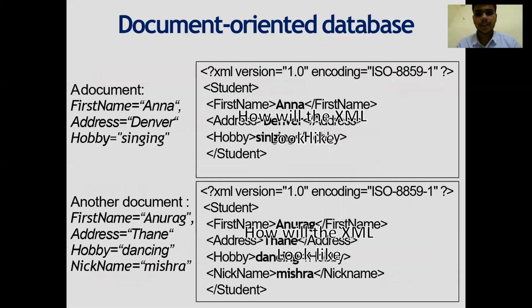The next one is the document-oriented database. Here we can see the coding given to store a document, such as a person's name. In the first example, the document has first name Anna, address Denver, hobby singing. Like this we can store the data of any person in text form. This is a document-oriented database in which we can store our data using these commands. Another example is first name Anurag, address Train, hobby dancing, nickname Mishra. Like this we can make data in document form, store it, and retrieve it whenever we need it.